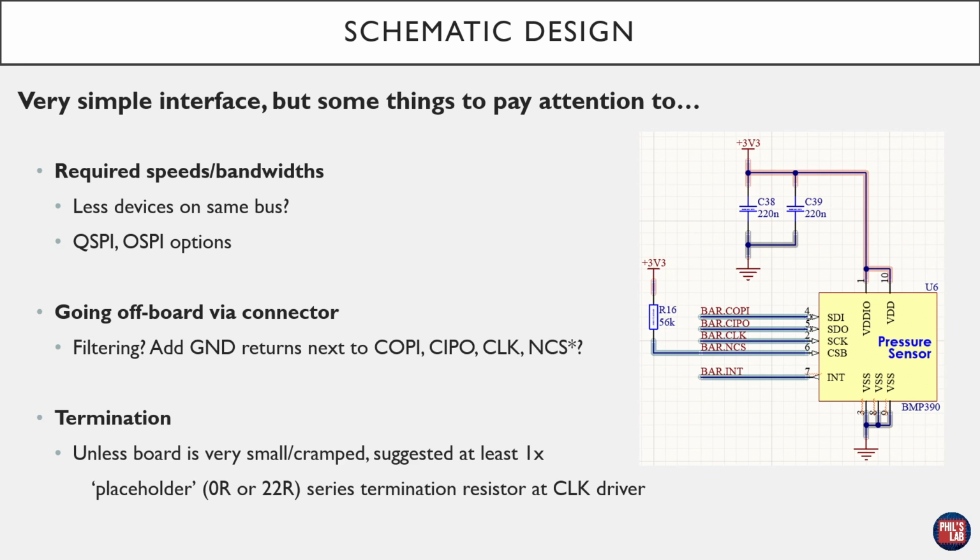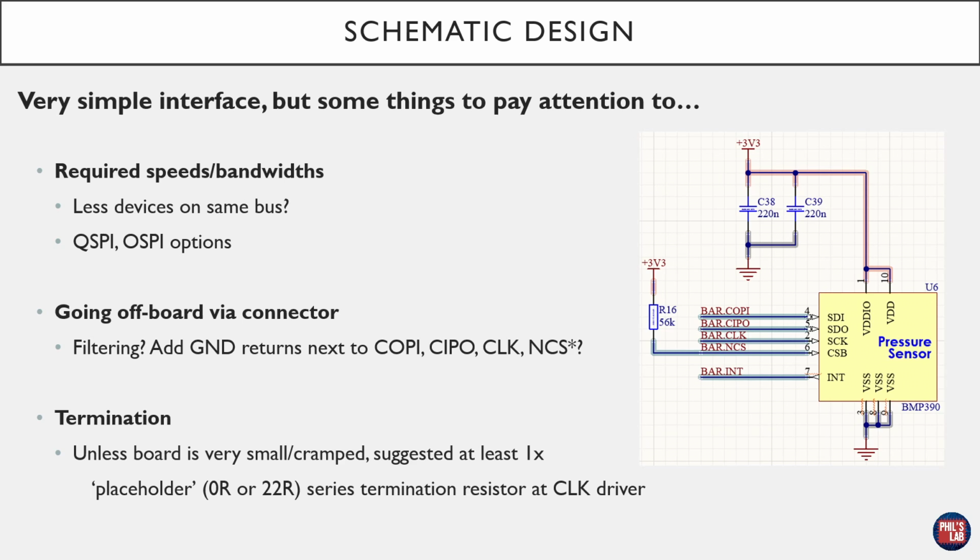We also have to be worried about required speeds and bandwidths. For example, if I'm sampling data from an inertial measurement unit, I want to get that quite quickly. I might want to have fewer devices on the same SPI bus, and this could be for loading reasons, it could be for timing reasons, and you might want to split up your SPI buses as before, or maybe even go with QSPI or OSPI options.